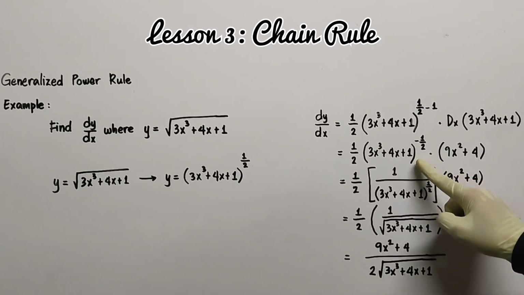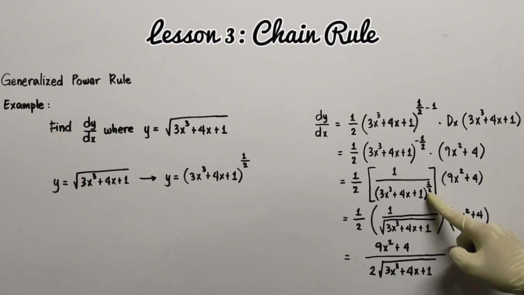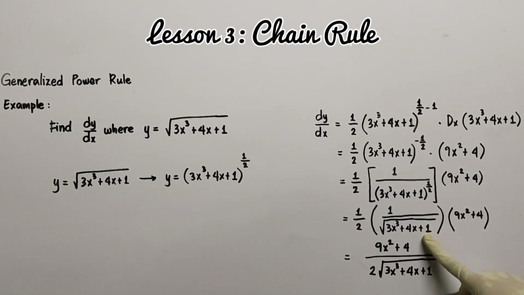Get the reciprocal, use a positive exponent, change that to a radical expression, and multiply numerator by numerator and denominator by denominator. So we have 9x squared plus 4 all over 2 times the square root of 3x cubed plus 4x plus 1.